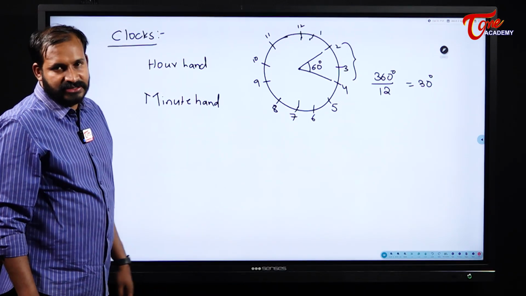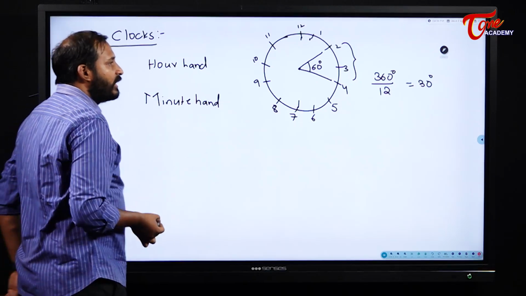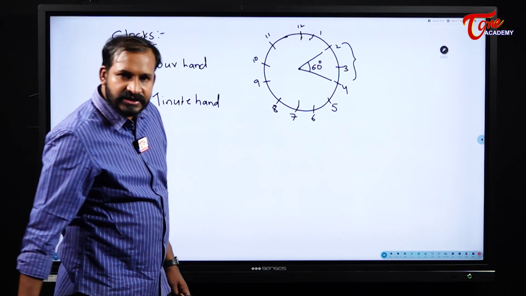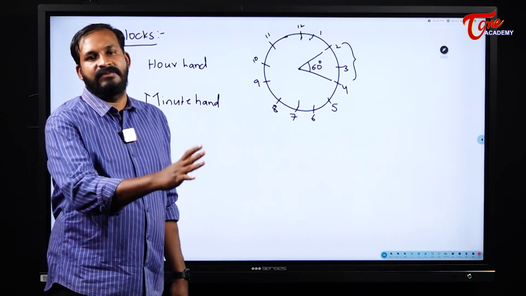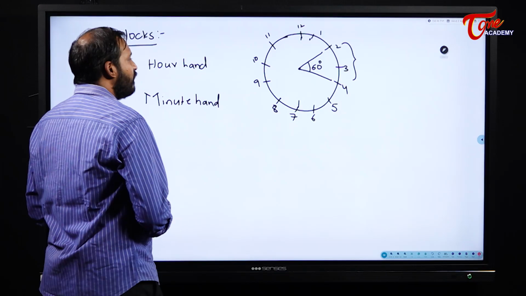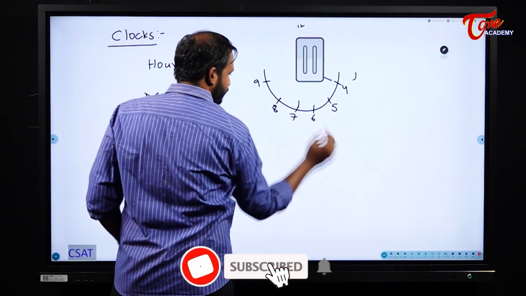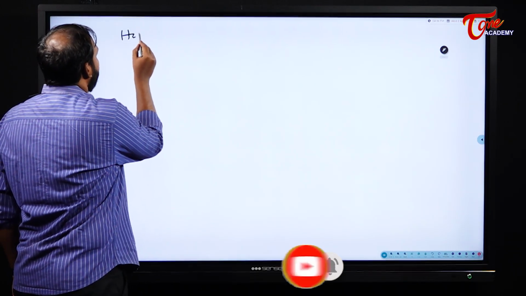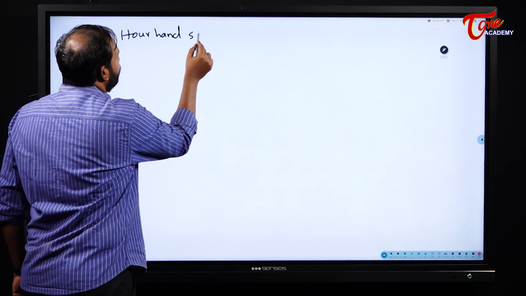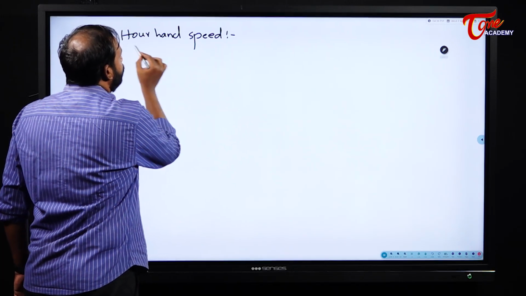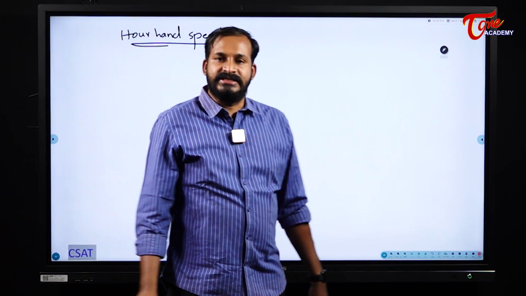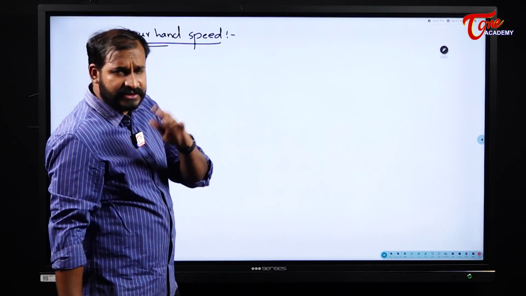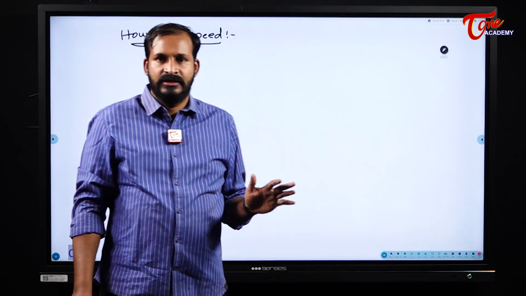Now, come to the major concept. The most important thing we need to discuss is the hour hand speed and the minute hand speed. Our entire clocks concept depends on this. First, we will go with the hour hand speed. What is the formula for speed? Distance traveled by time taken. Here, the distance we consider is the angular distance only, so no need to worry.